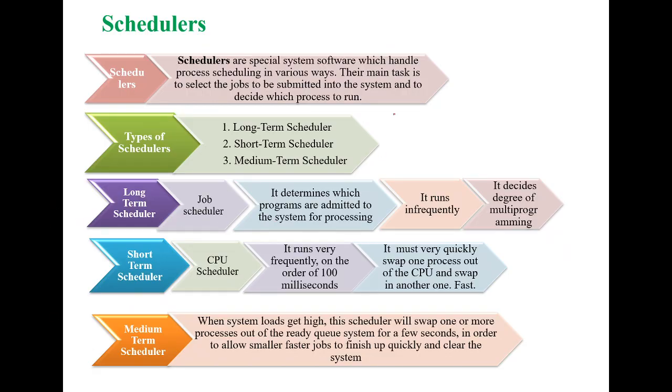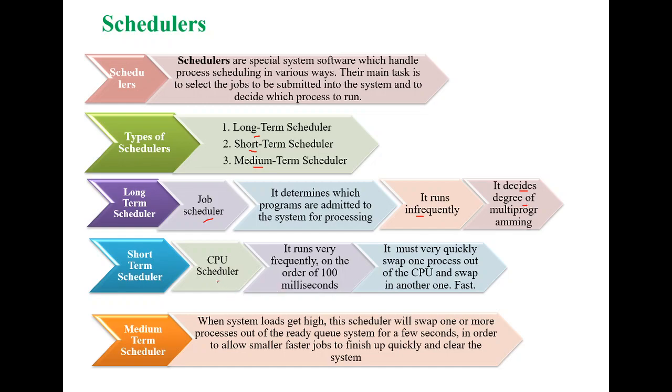In short, schedulers are special software which handle process scheduling, and their job is to submit processes and decide which process to run or execute. The types are long term, short term and medium term. Long-term schedulers are the job schedulers. They determine which programs are admitted into the system for processing. They run infrequently, and decide the degree of multiprogramming.